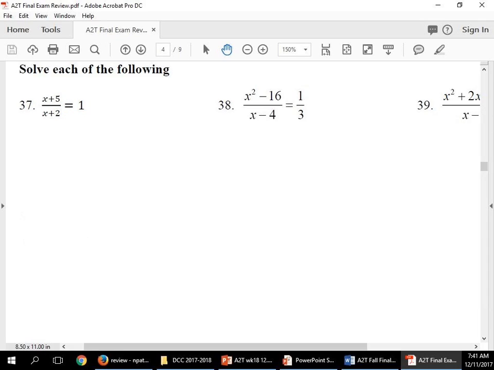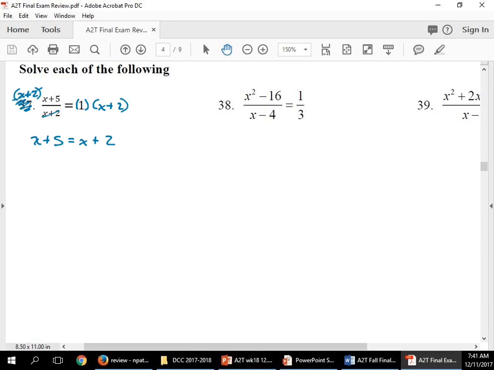Or we can say, all right, peace out, fraction. I don't like you anymore. I'm going to multiply both sides by x plus 2. And if I do that, this cancels out, and I multiply this side by x plus 2. You actually get the same thing when you cross multiply. So we get x plus 5 equals x plus 2. And our job here is to get the x's isolated, alone on one side.